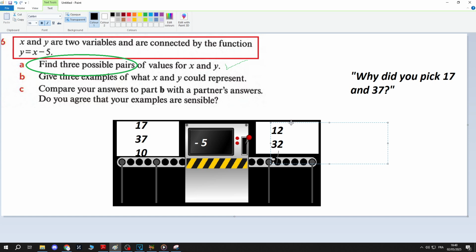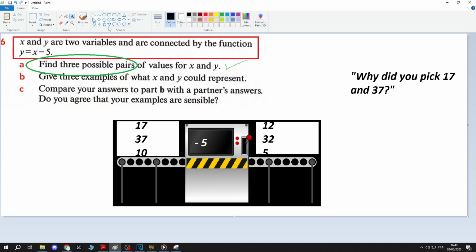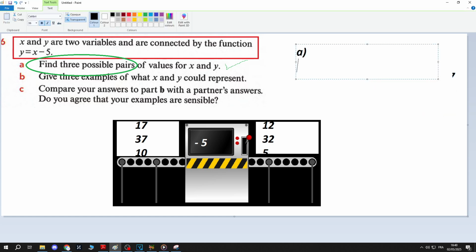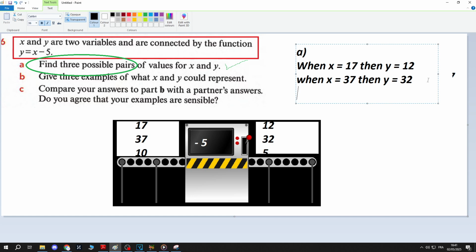Now, of course, you're not going to draw a conveyor belt on your quiz paper. I hope not. You will not have the time to do that, I'm afraid. So what you will do instead is simply write this for A, and this would be a good answer. When x equals 17, then y equals 12. When x equals 37, then y equals 32. When x equals 10, then y equals 5.